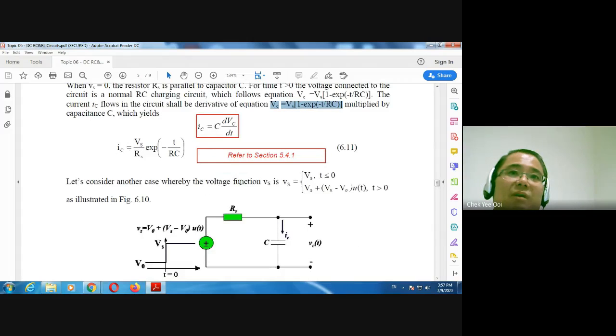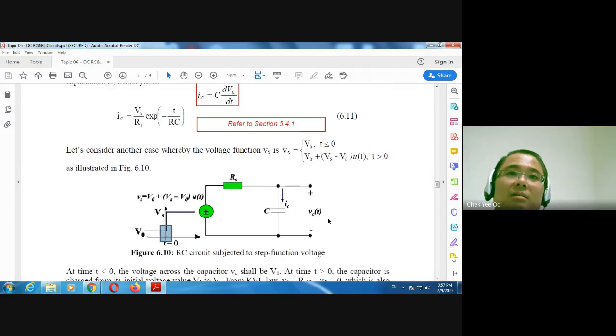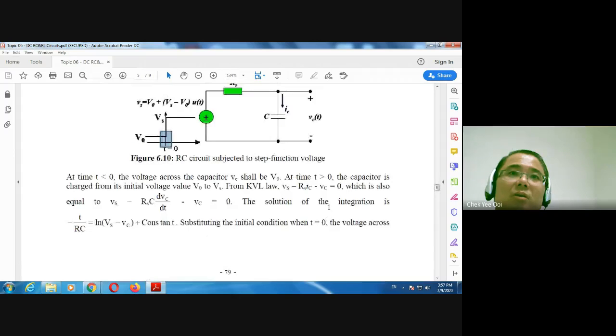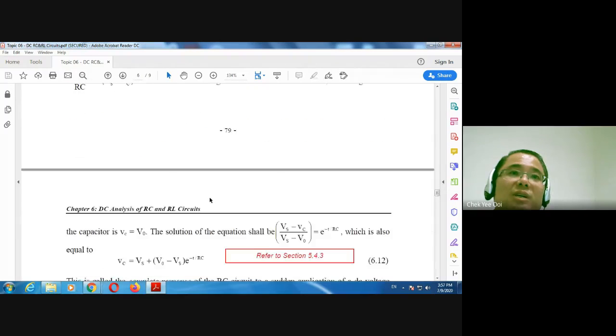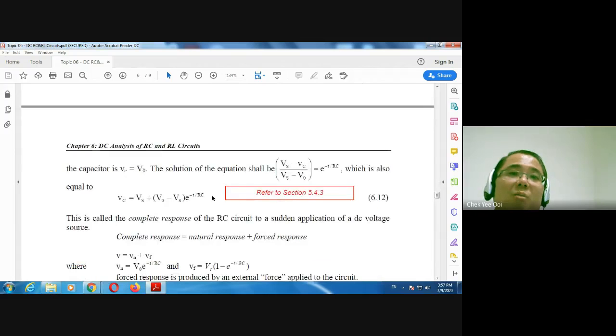That is considered in the case where the step function has an initial voltage. V naught plus Vs minus V naught times u(t). So the initial voltage V naught is included. This can form a complete response, made of a natural response and a forced response.